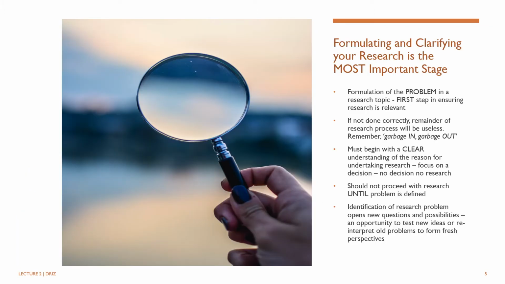But before that, let's see why this stage is important. Formulation of the problem in a research topic is the first step in ensuring research is relevant. If not done correctly, the remainder of the research process will be useless. Remember, garbage in, garbage out. You must begin with a clear understanding of the reason for undertaking research. You need to focus on a decision because if there's no decision, there will be no research. Ideally, you should not proceed with the research until you have defined your problem. Identification of research problem opens new questions and possibilities. It's an opportunity to test new ideas or reinterpret old problems to form fresh new perspectives.